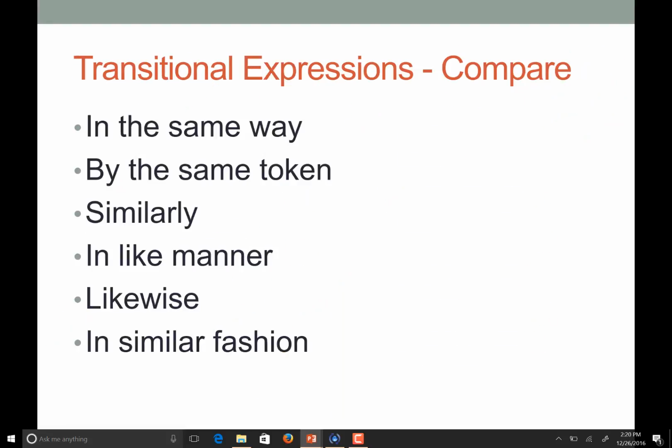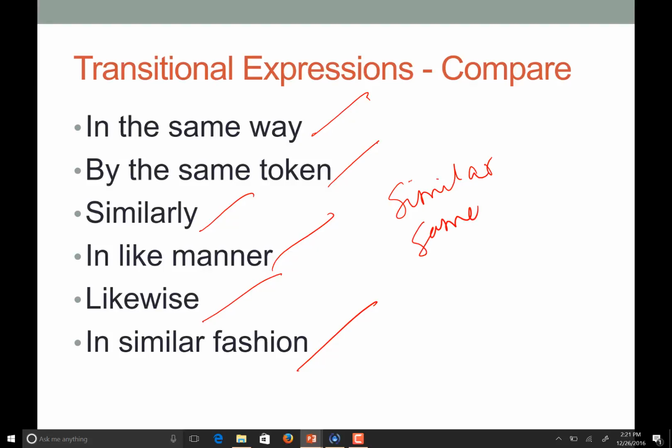And to do that, we use transitional expressions, and this is huge in this type of essay. We want to be sure that when we're comparing things, we're talking about similarities, we lead our reader from one idea to the next. We tell them exactly what we're doing. We're talking about similarities. And to do that, we use transitional expressions like in the same way, by the same token, similarly, in a like manner, likewise, in a similar fashion. And you always want to remember those synonyms for compare. Similar, same, alike.